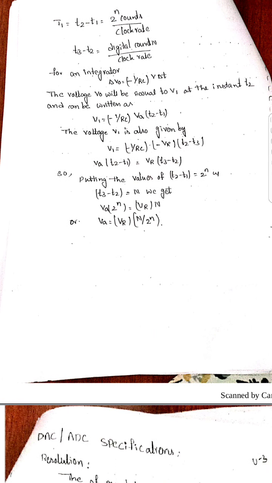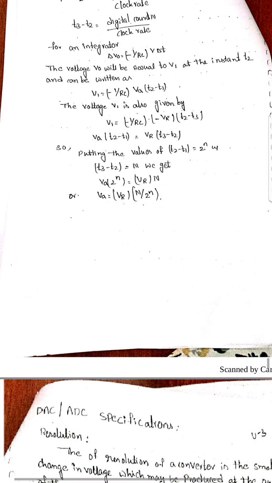Now T2 minus T1 is equal to 2 power n counts divided by the clock rate. T3 minus T2 is equal to the digital count divided by the clock rate. For an integrator, delta V0 is equal to minus 1 by RC into delta Vt. The voltage V0 will be equal to V1 at the instant T2 and can be written as V1 is equal to minus 1 by RC into VA into T2 minus T1.